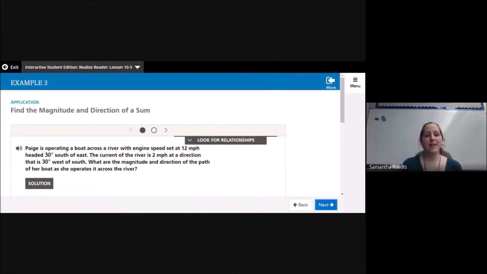All right, example 3, find the magnitude and direction of a sum. Paige is operating a boat across a river with engine speed set at 12 miles per hour headed 30 degrees south of east. The current of the river is 2 miles per hour at a direction that is 30 degrees west of south. What are the magnitude and direction of the path of her boat as she operates it across the river?